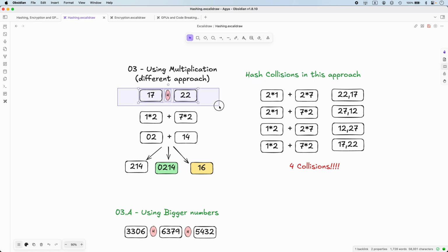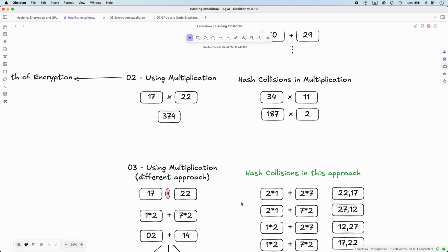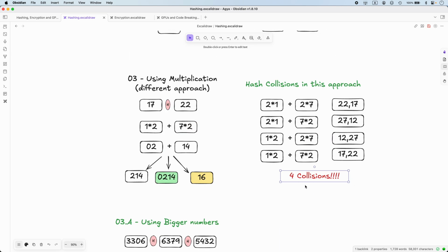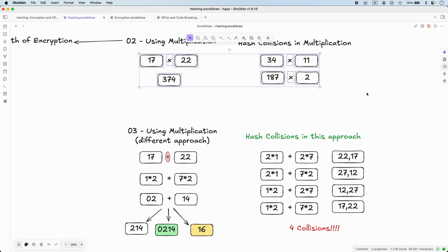There are a total of 5 different numbers or pairs of numbers which can go through this approach and give you 0214, right? So the numbers are 1722, the original, 2217, 2712, 1227. Oh sorry, 1722 is the one that we used here. So 4 total collisions, again. Just mixing and matching doesn't seem to be giving us better results. In fact, if you look at the simple one, we had 3 options, right?